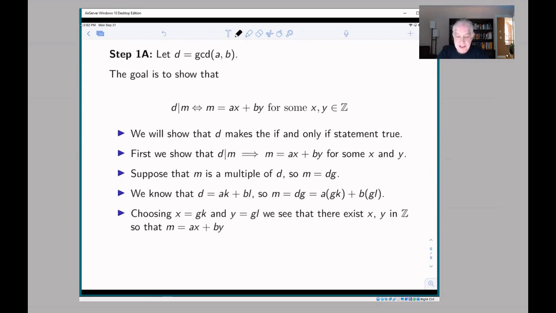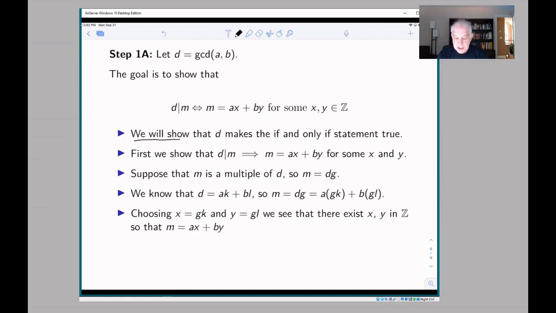Okay, so here's step 1A. We have to show that there exists a D, and I'm going to give it to you. I'm going to tell you D is the GCD of A and B. And now I have to prove that it has the right properties. In particular, we have to show that if you're a multiple of the GCD of A and B, then you're a linear combination AX plus BY. And if you're a linear combination AX plus BY, then you're a multiple of the GCD.